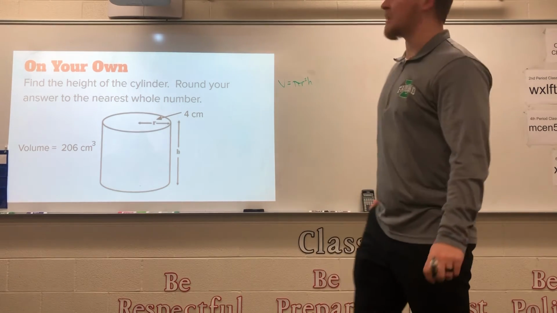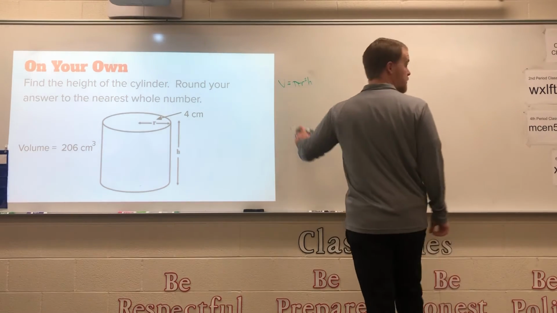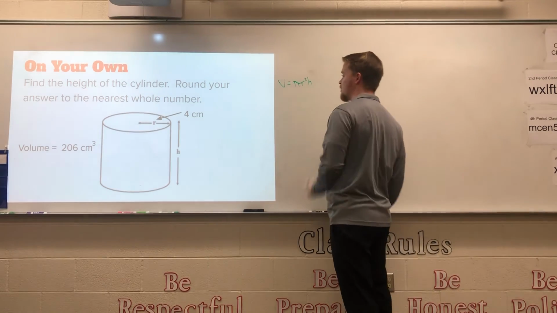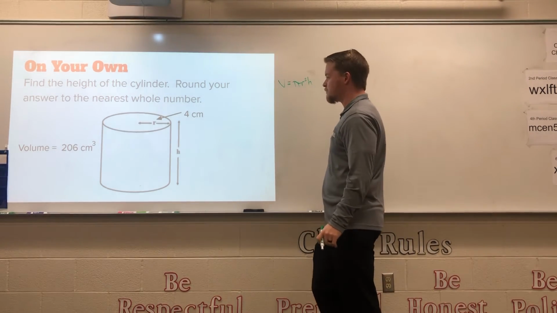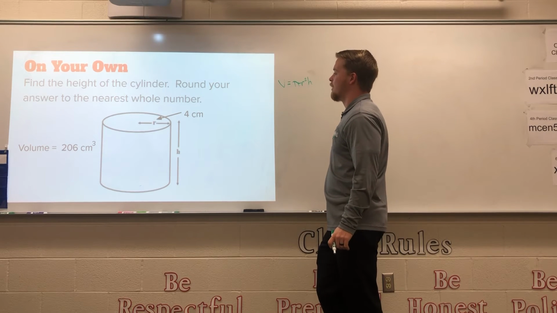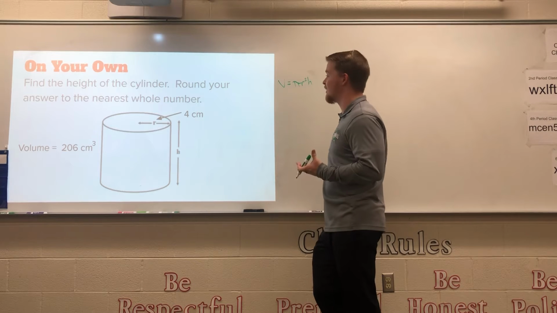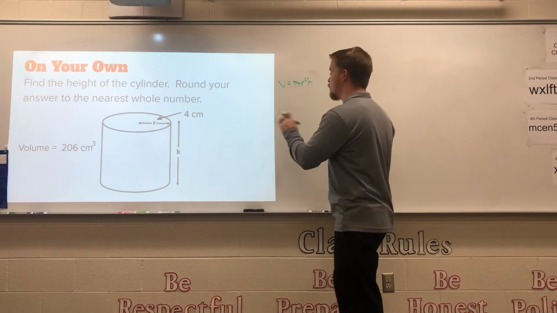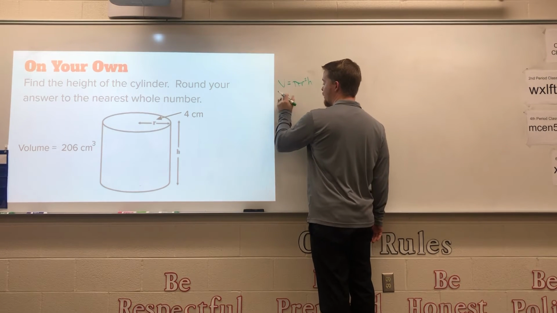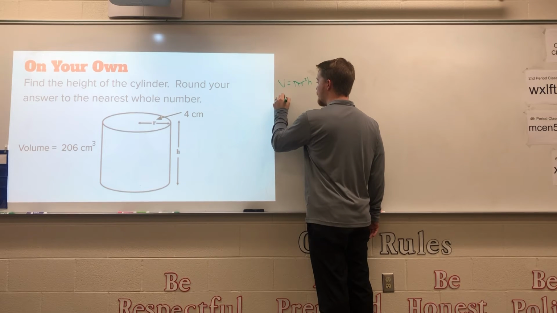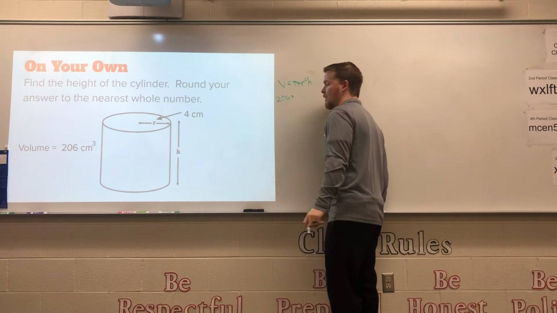Alright, so again, we're using the volume formula, V equals pi r squared h. Again, we're going to plug in the information they give us. They give us volume, which is 206, so that's what I'm going to plug in for V. 206.